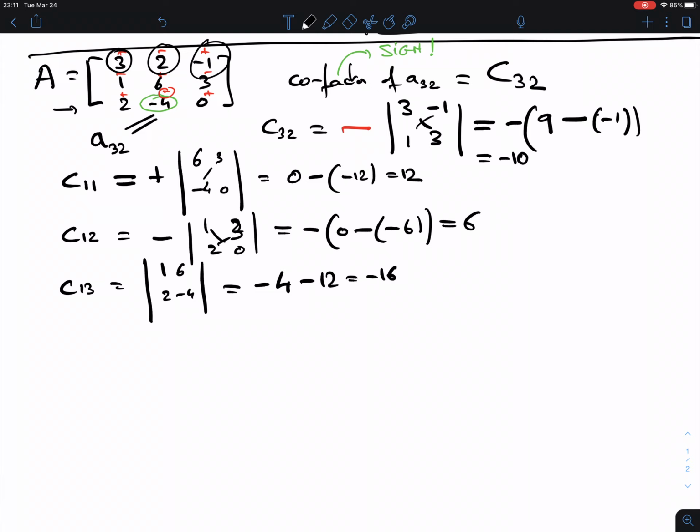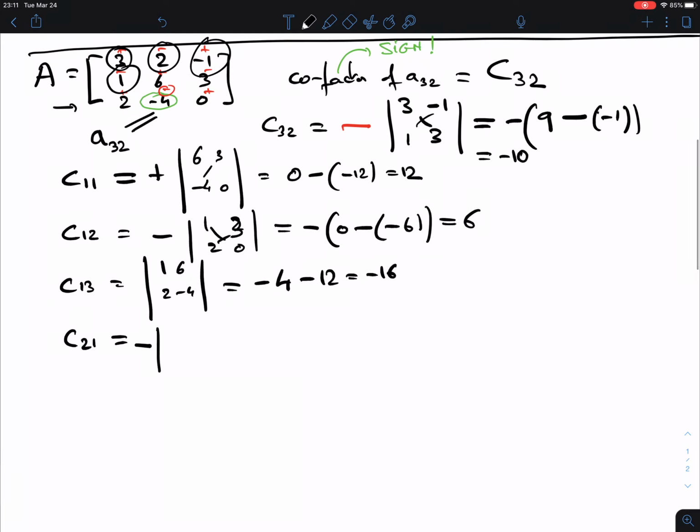Well, I did the first row, so let's do the second row now. C21. We're talking about this element. So scratch it out. 2, minus 1, minus 4, 0. We get a minus sign, right? Yes. So that is minus, and then this is 0 minus this product, which is 4. So the whole thing is just 4.